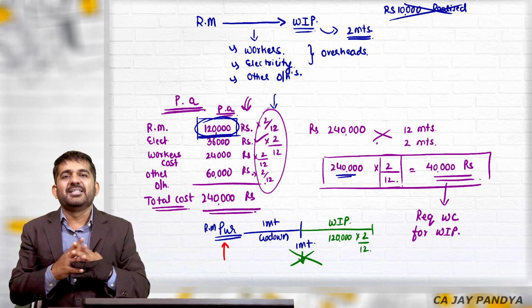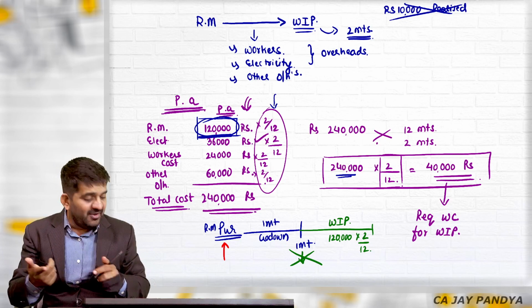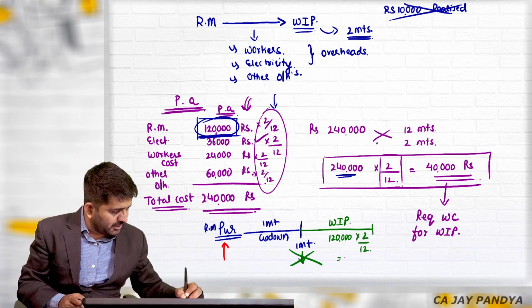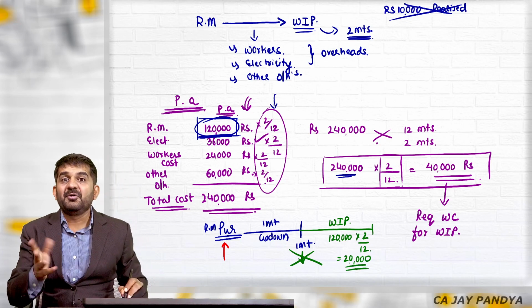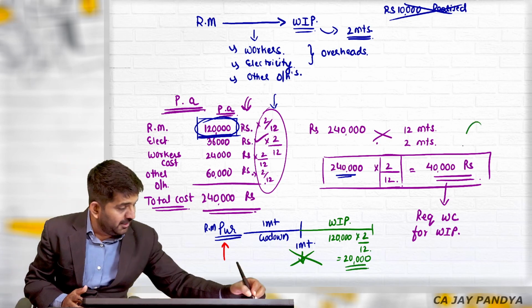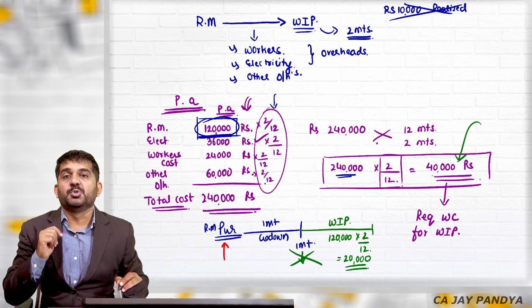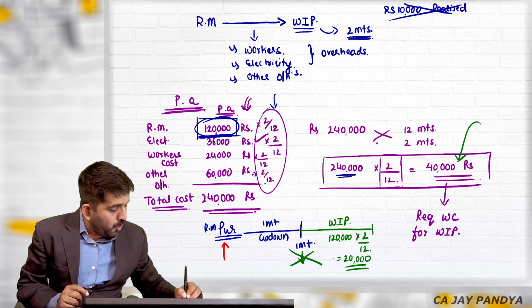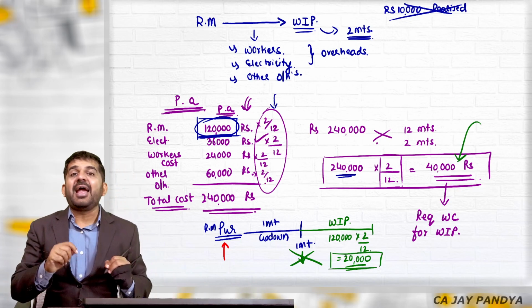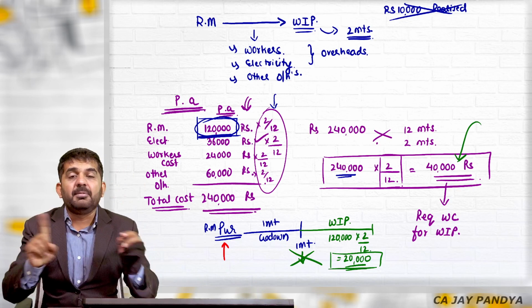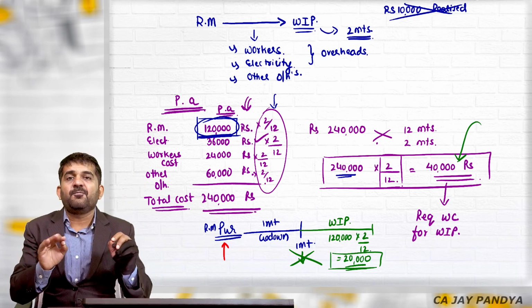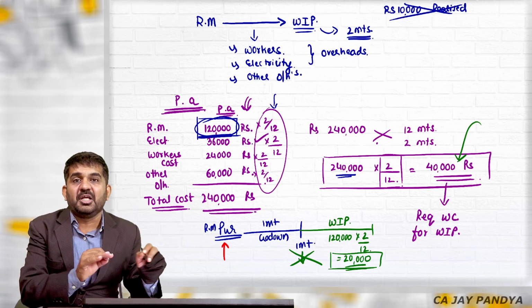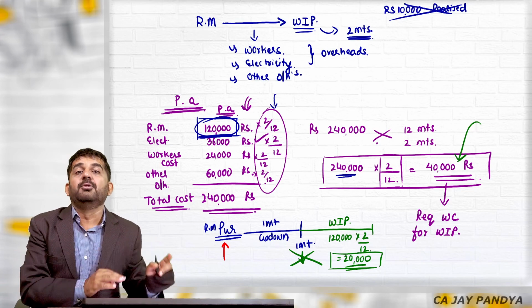The problem is, sir, why don't we take this 20,000? We have not found out 20,000 anywhere. Believe me, it is included in this 40,000. Why don't we term it as an additional raw material requirement? Because it is not a raw material requirement. It is not for the purpose of carrying raw material. It is for the purpose of carrying WIP.